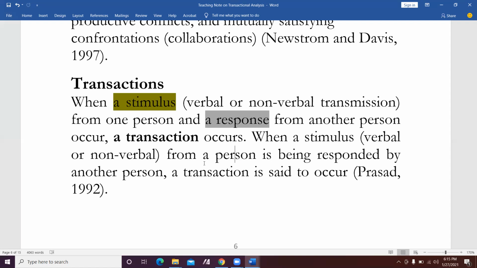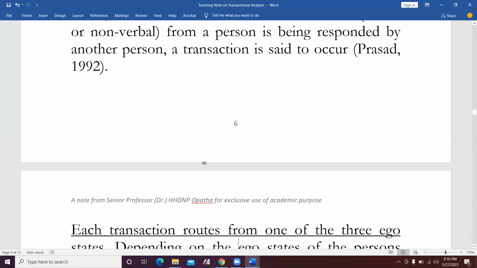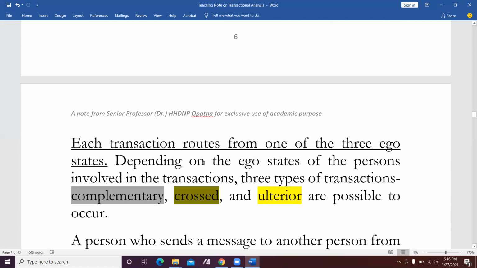A transaction occurs when a stimulus from person A and a response from person B occur. Now let us try to learn further. Each transaction roots from one of the three ego states. From this theory, each transaction roots from one of the three ego states. Depending on the ego states of the persons involved, three types of transactions we can see.